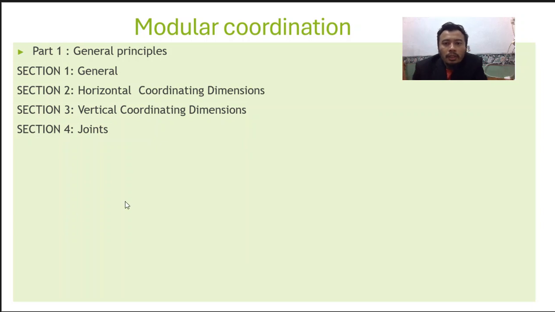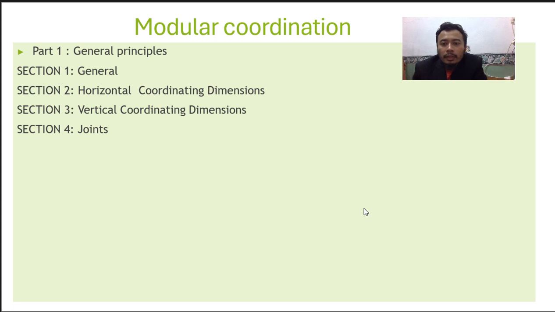So let's continue with modular coordination. This is the second part of the video. In this video, we're going to take a deeper look into modular coordination. So in the first part, there are 4 sections. I will discuss in the following slides.